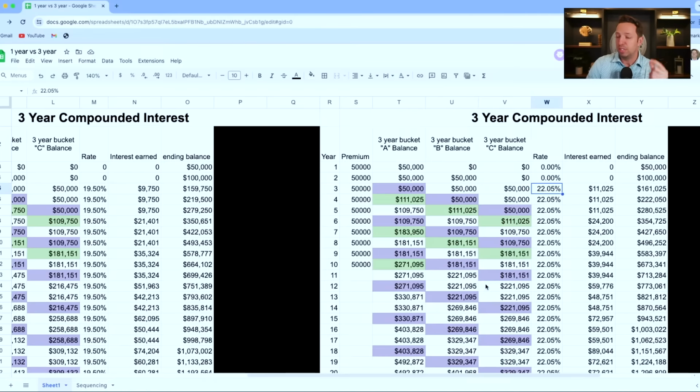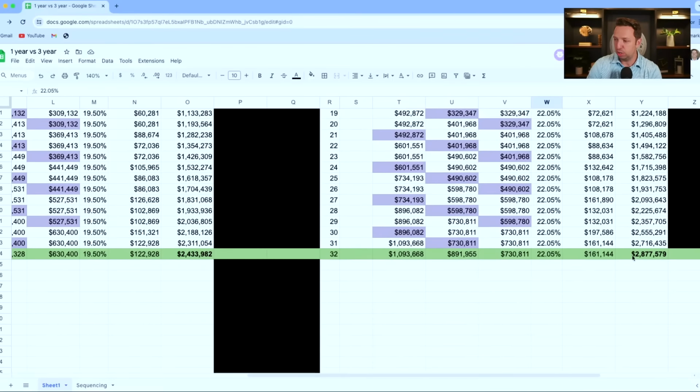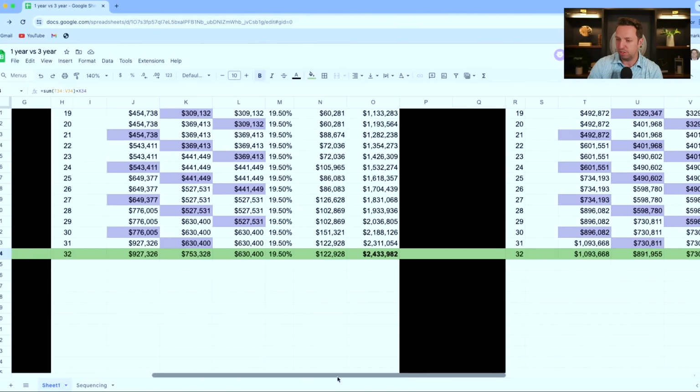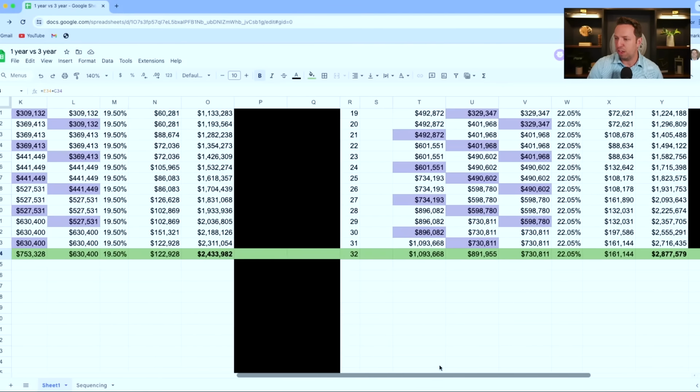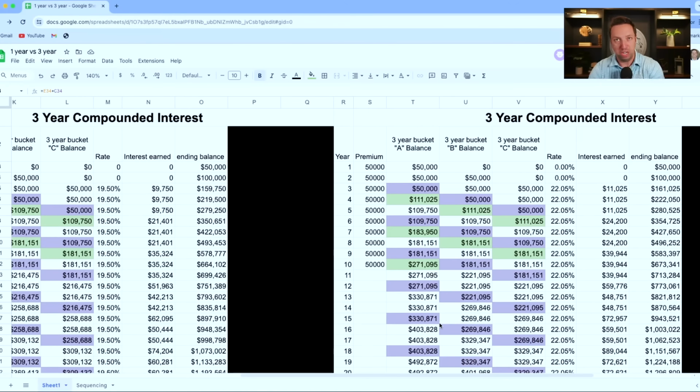So if you can earn 7.35% per year in a 3-year bucket, resulting in 22.05, at the end of the 32 years, you have 2.877 versus your yearly 2.871. So really close there. So 7.35%. What that means is your 3-year bucket is going to need to outperform your annual point-to-point buckets by 13%. You're going to need to get a 13% delta on your crediting in order to outpace the loss of your yearly compounded interest.